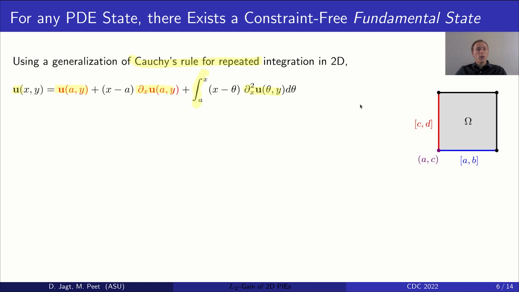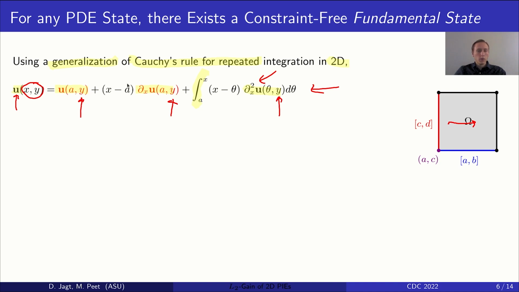So for example, in our case, we note that our PDE state here is second order differentiable, so we can express it in terms of this second order derivative of the state along the interior of the domain. Now this is only in 1D. In our case, of course, the function is two-dimensional, so we must generalize Cauchy's rule for repeated integration to 2D. And to this end, we note that each of these states here is still actually a function of y, and moreover, they are all still differentiable with respect to y.